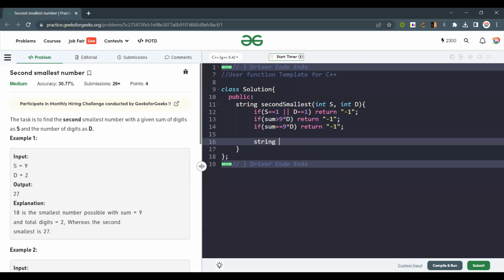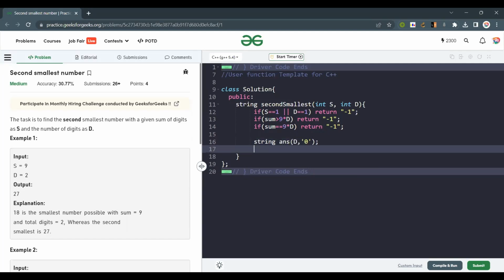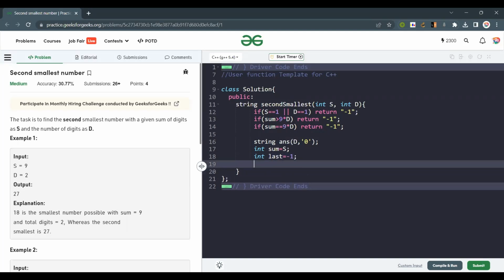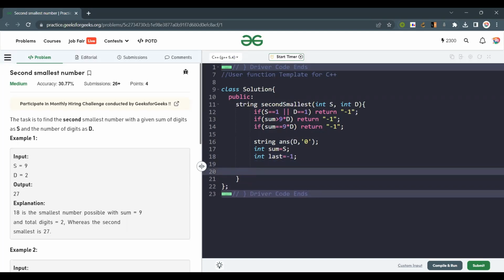Now let us consider a string answer of size d. Let's say I can add any character, zero, dollar, anything. Let us consider a string. Now sum is equal to s initially. Now let us consider a last variable. We will understand why we are taking it.